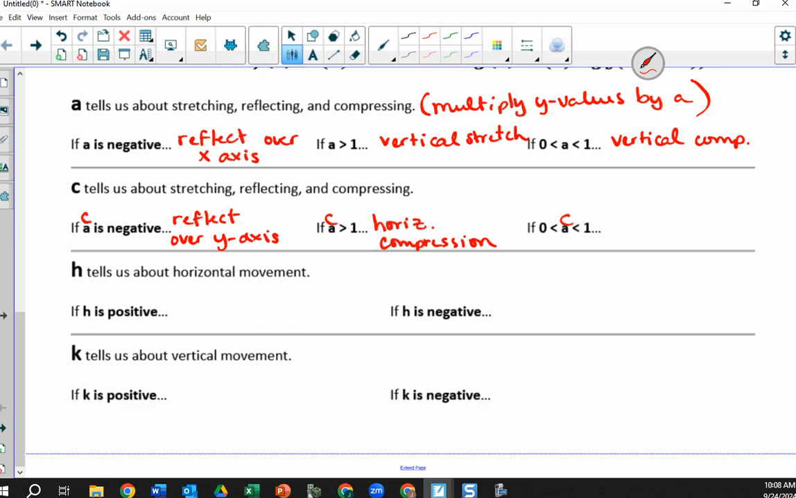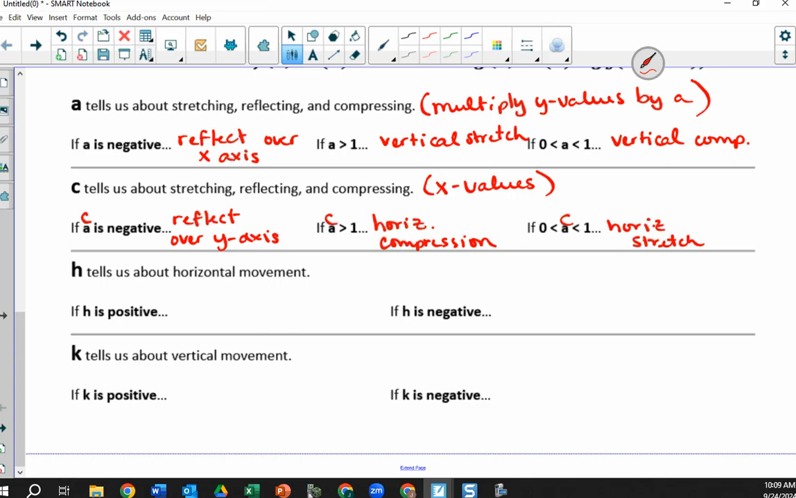So what do you think is going to happen when C is between 0 and 1? If C is like 1/3, it's a horizontal stretch. So C is not as simple as A. A, you can just multiply the y values by whatever that number is and you're done. For C, we're dealing with x values. We might be doing different things to our x values, but just know that C is going to impact the x values, okay?